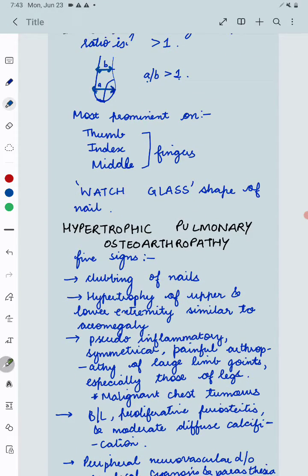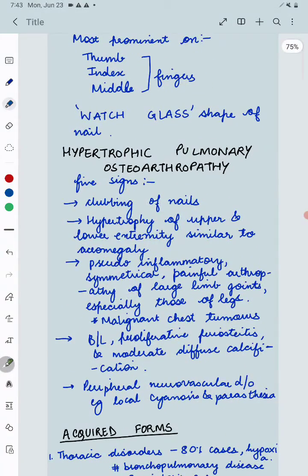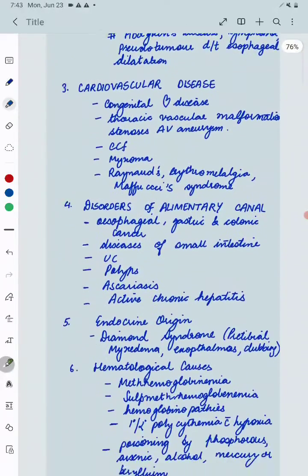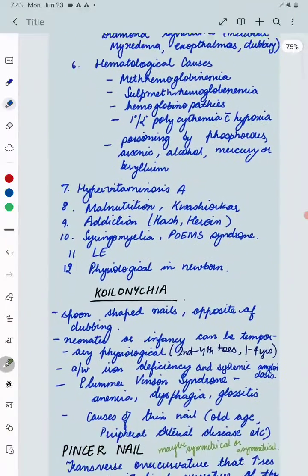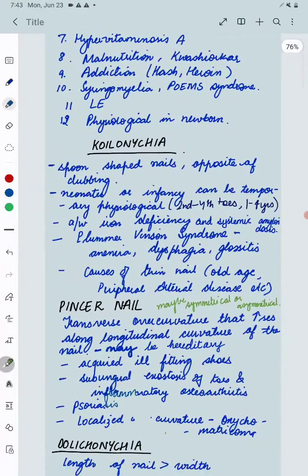Hypertrophic pulmonary osteoarthropathy is a disease where you have clubbing of the nails along with hypertrophy of upper and lower extremity. Then there can be thoracic disorders, thoracic tumors, cardiovascular diseases, disorders of alimentary canal, endocrine disorders, hematological causes, hypervitaminosis A, malnutrition, kwashiorkor, addiction, syringomyelia, LE, and it is also physiological.